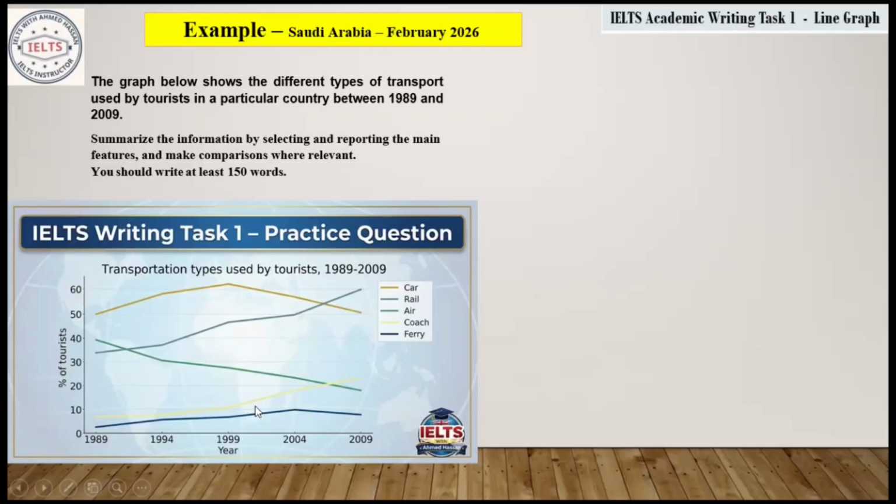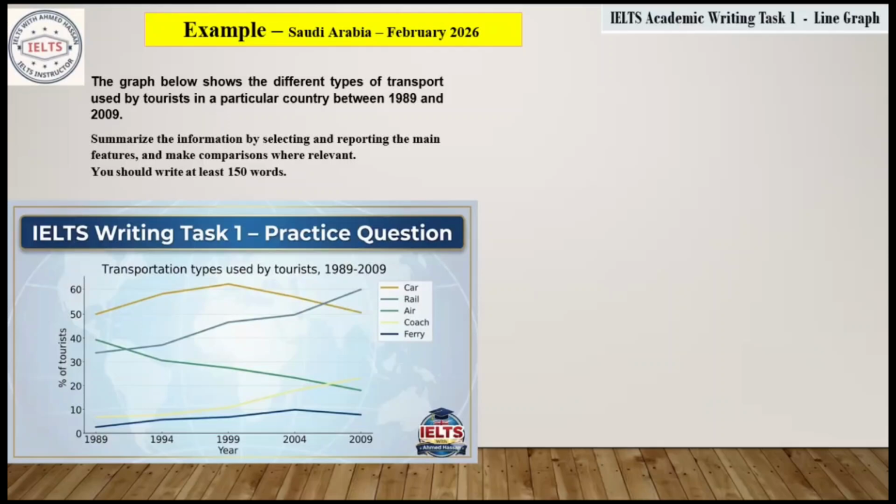Okay. The yellow line represents car, and the green line represents rail. You will not write that, you just tell me. Green line represents air, and light yellow is coach.